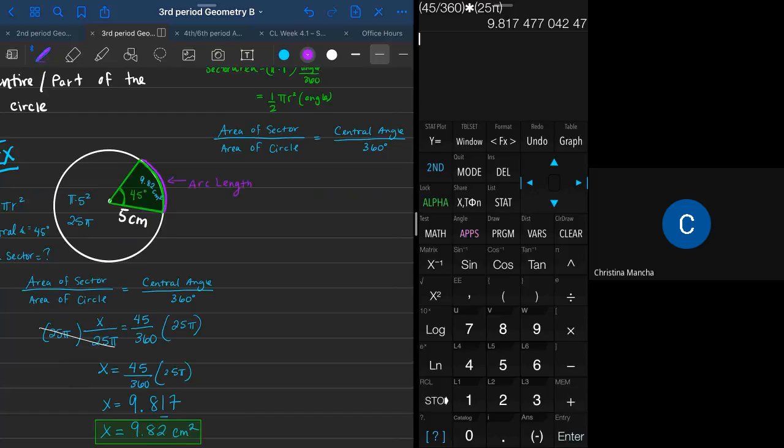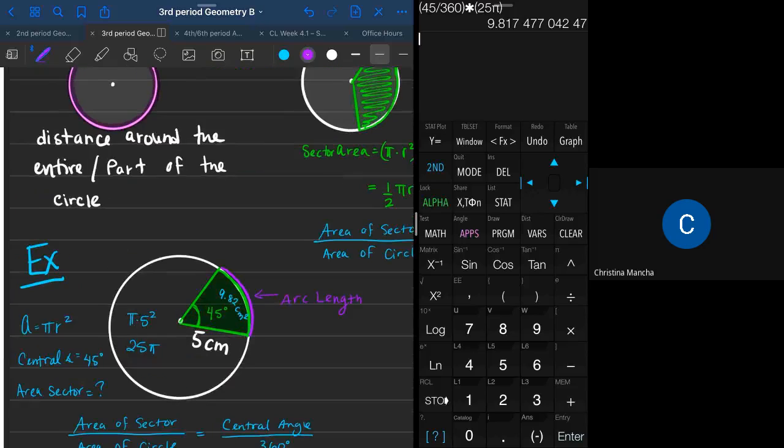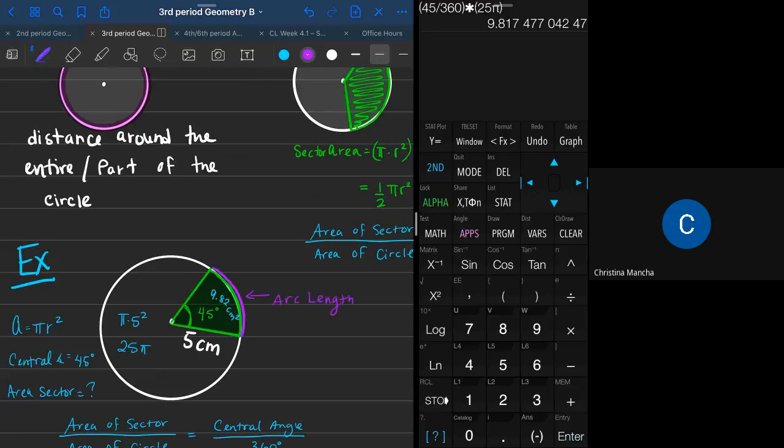And so we have two formulas, and so we're actually going to put them over here. So we have arc length equals, if it's in radians, it's going to be the radius times central angle.